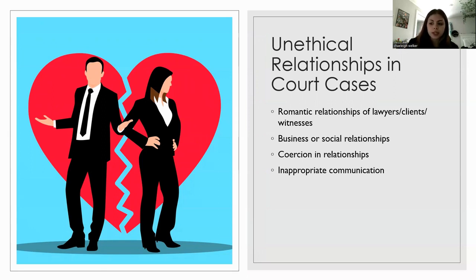And there may also be coercion if there's a relationship between a prosecutor and a defendant. The prosecutor may pressure the defendant to take a plea deal by threatening harsher punishments. And also, if there is inappropriate communication between judges and lawyers that is found out, it could affect the ruling of the case.